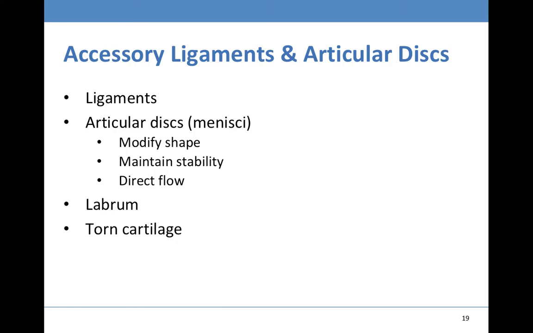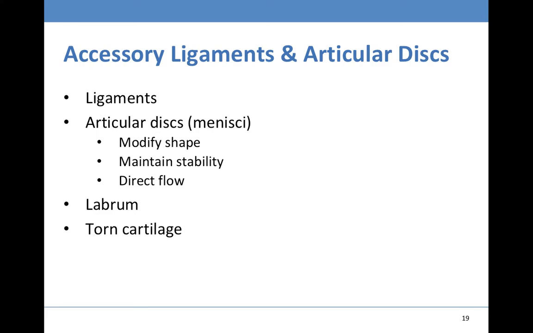The articular disc will work to modify the shape of the joint surface and the articulating bone. It'll help to maintain the stability of the joint, and it can also direct the flow of synovial fluid to areas of the greatest friction. We also can have a labrum, which is an important structure for the ball and socket type of joints. We'll talk about ball and socket type of joints in the next section.